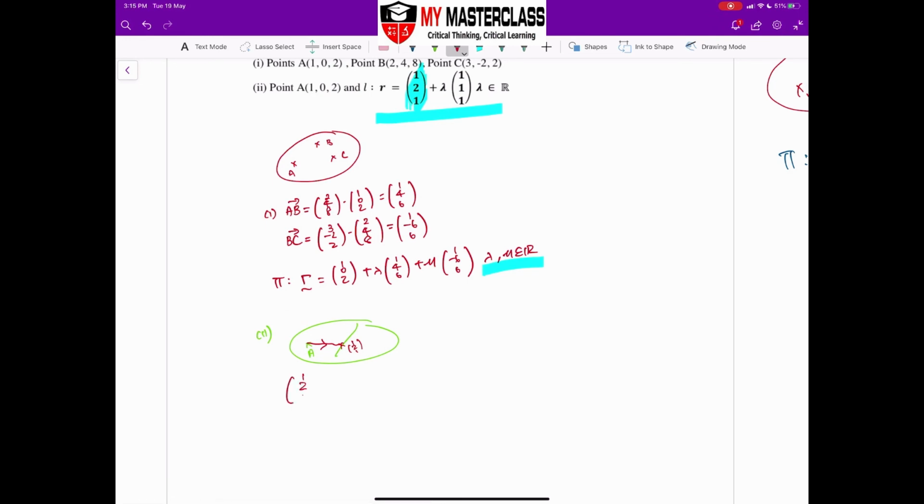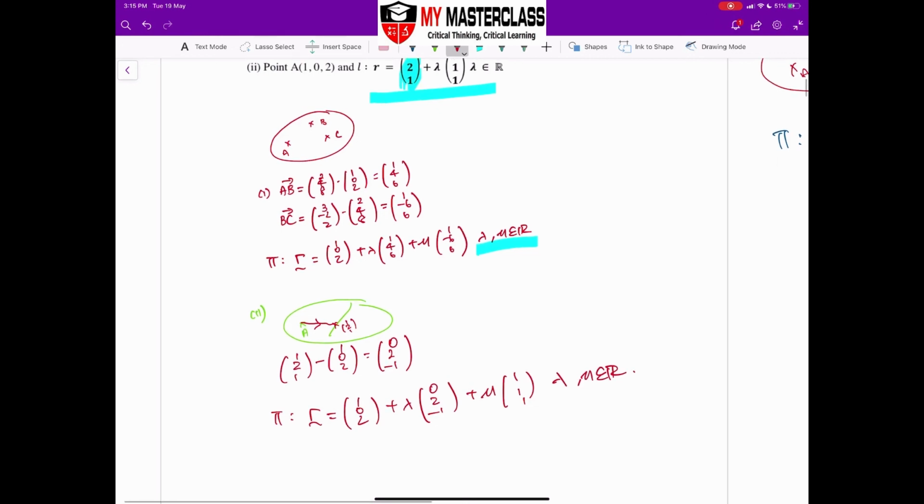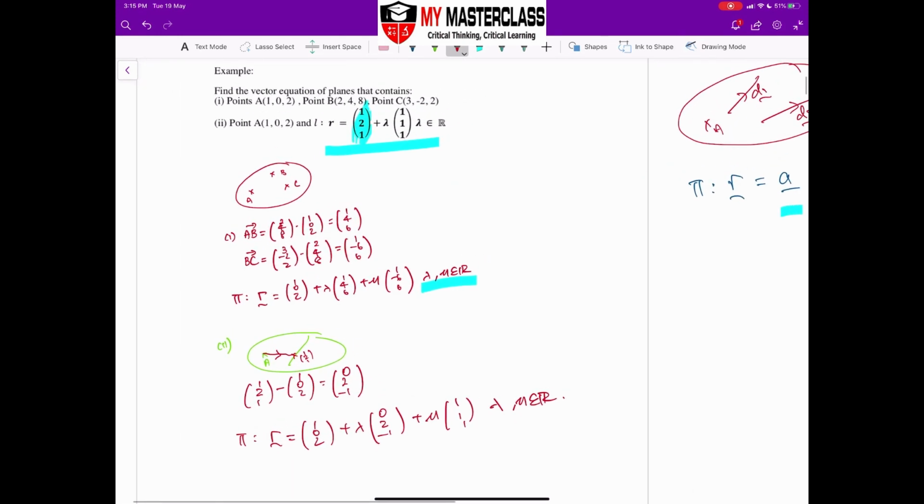So I'm going to take (1, 2, 1) minus point A, which is (1, 0, 2), which will give me (0, 2, -1). So this will be the second direction. So the plane equation will be r is equal to (1, 0, 2) plus lambda (0, 2, -1) plus mu (1, 1, 1), which is derived from the line equation, where lambda and mu are real numbers. So take note, this is how we form the vector equation of a plane.